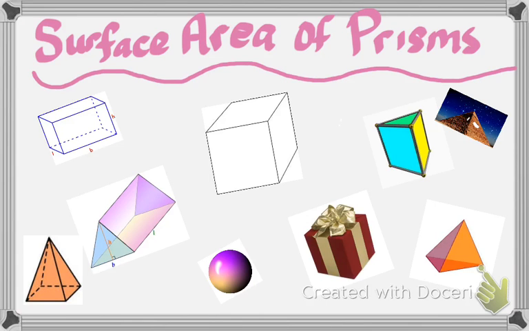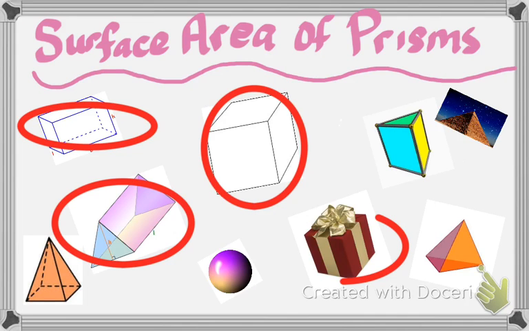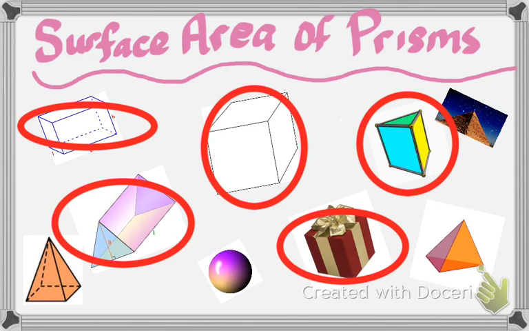Out of all these shapes, we're going to circle the ones that are classified as prisms. Take a moment to try to figure that out yourself. These 5 shapes are considered prisms, meaning the remaining 4 are not.